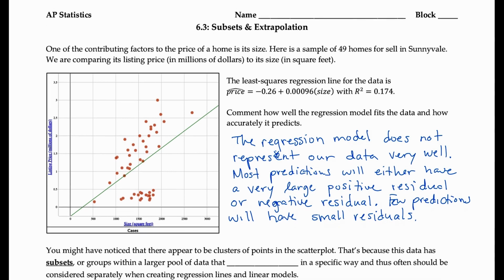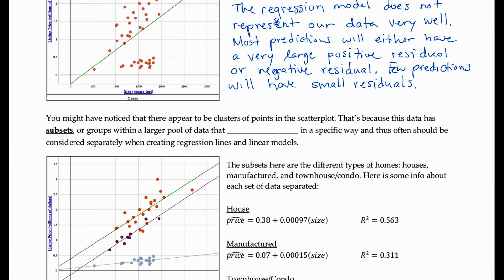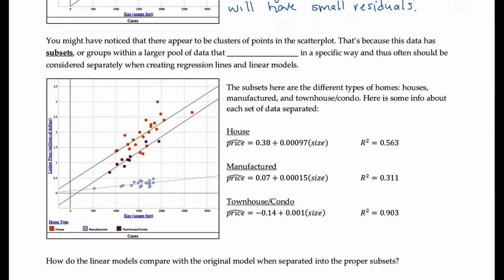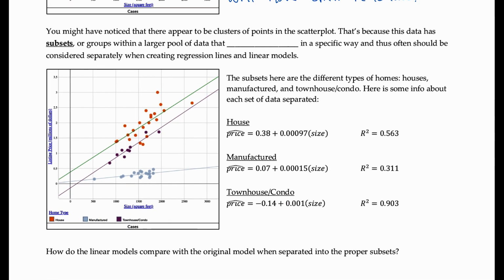Now, what's going on? Well, you might notice that there are some clusters in our data here, okay? There seem to be some points up top and some points down below. There are actually three clusters here, three of what we call subsets. Subsets are groups within a larger pool of data that are different in a specific way, and thus often should be considered separately when considering regression lines and linear models, okay? So the subsets here are three, actually. There are three different subsets.